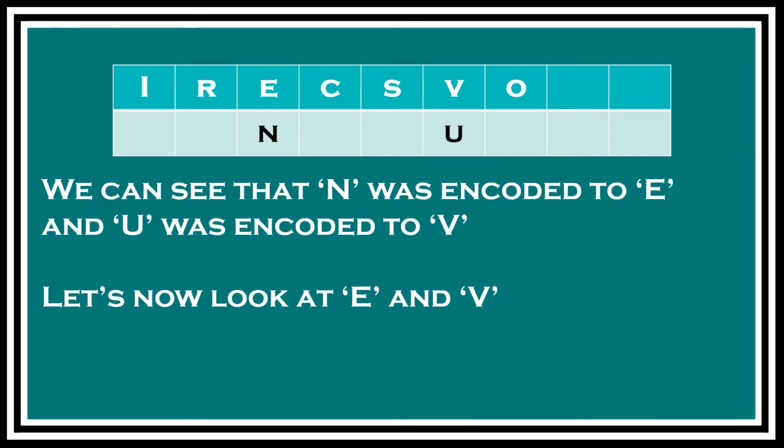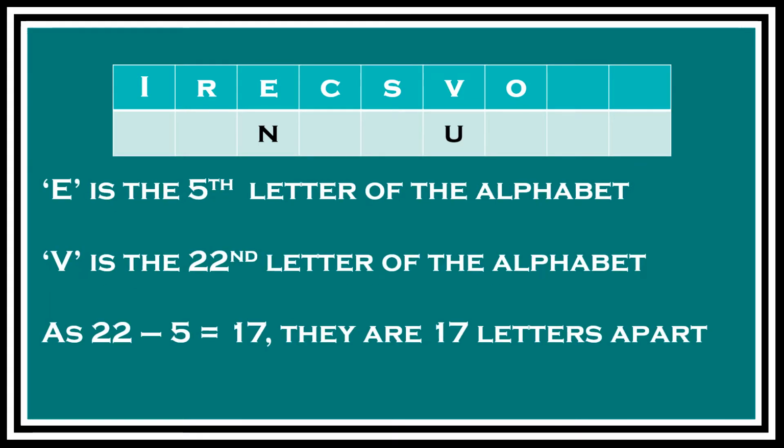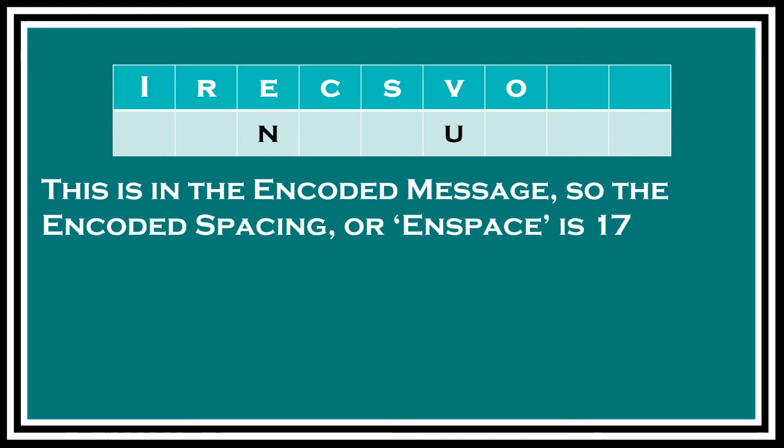Now, we can see from the message that we need to decode that N got encoded to E and U got encoded to V. So let's look at those two letters, E and V. E is the 5th letter of the alphabet, V is the 22nd letter of the alphabet, and they are 17 letters apart in the encoded message. So our encoded spacing, our N space, is 17.